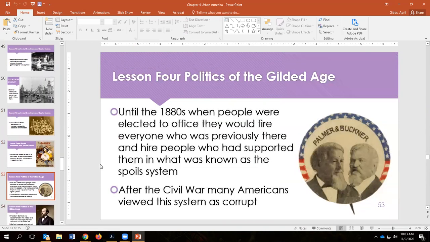Until the 1880s, when people were elected to office, they would fire everyone who was previously there and hire people who had supported them in what was known as the spoils system. This is politics. After the Civil War, many Americans viewed this system as corrupt. So basically, once people were elected to a new office, they would clean house. They would wipe everybody out and say, okay, you're fired, go home. I'm going to bring in my own people.